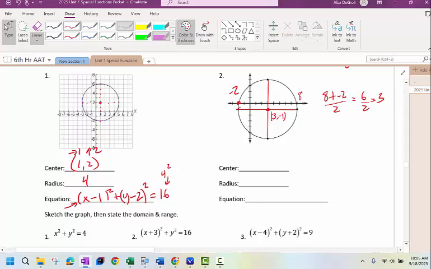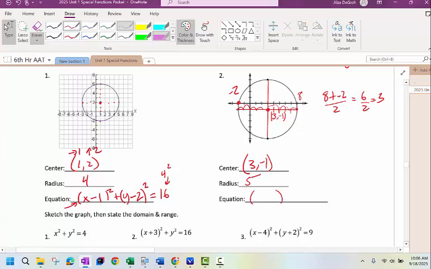Another thing you can do is you can just count in. So as you go left, you go to the right. You can eyeball it, I guess, but you gotta figure out where that center is. So 3, -1. And then my radius is just how far to the edge. So again, if I'm here at 3, 1, here's 1, 2, 3, 4, 5. So my radius is 5.